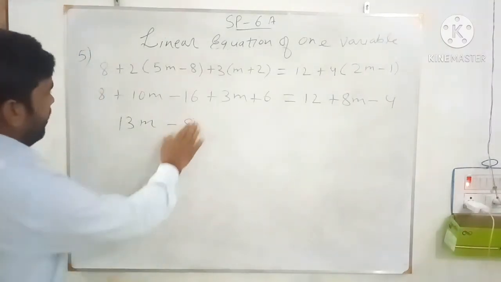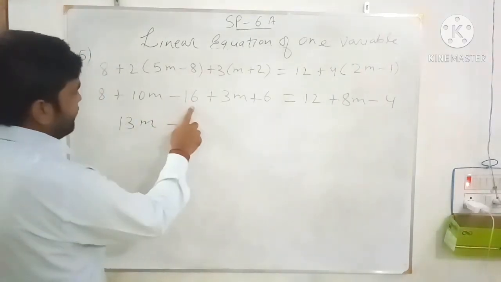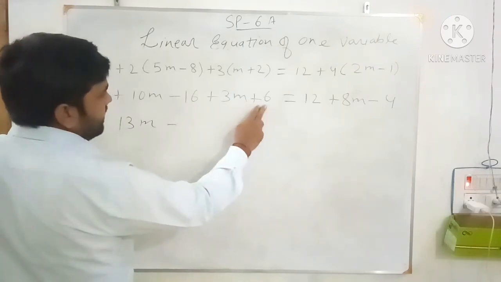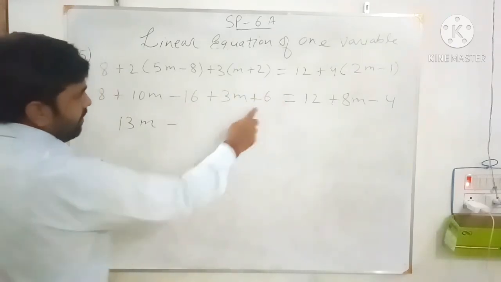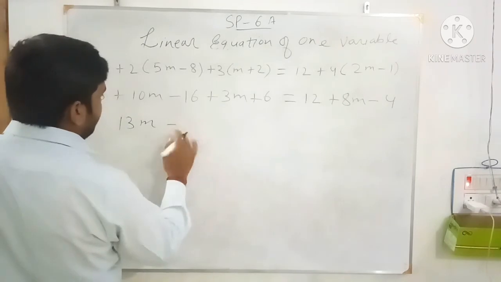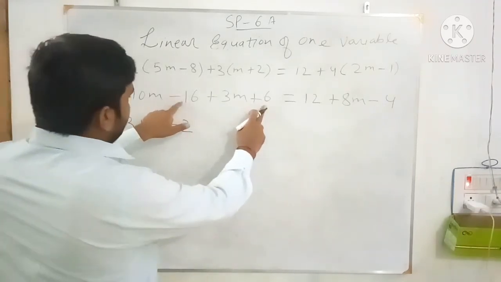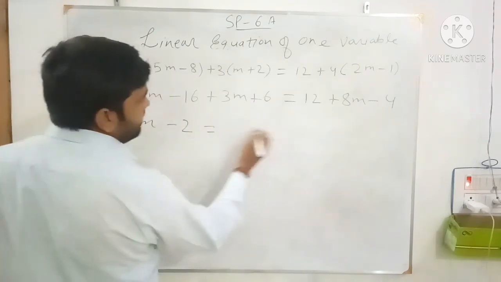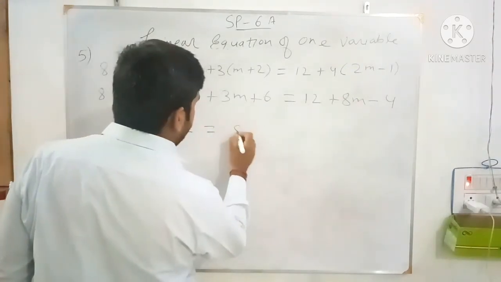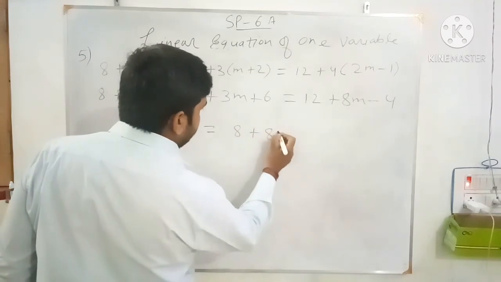Let me add all. So 8 minus 16 gives you minus 8, and minus 8 plus 6 gives you minus 2. Means 8 plus 6 is 14, minus 16 plus 14 is minus 2. On the right hand side, 12 minus 4 gives you 8 plus 8m.